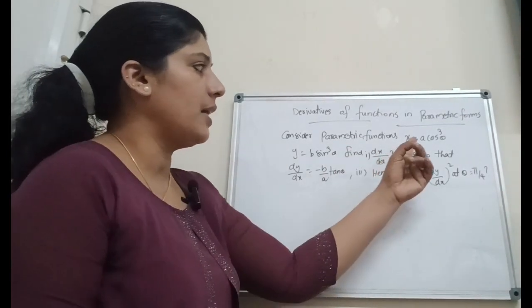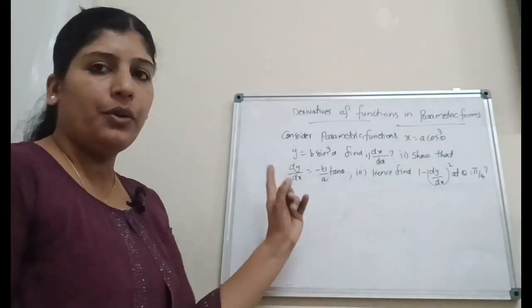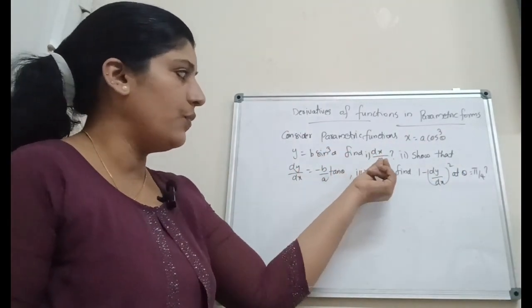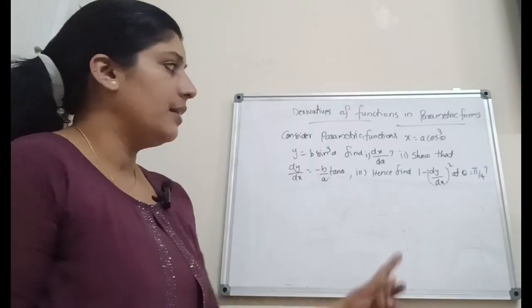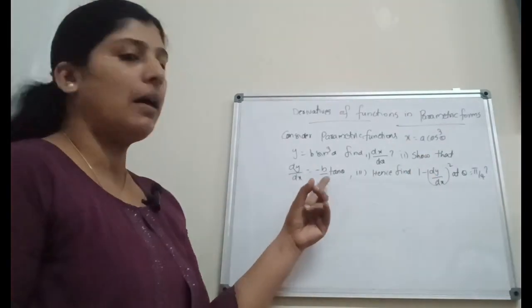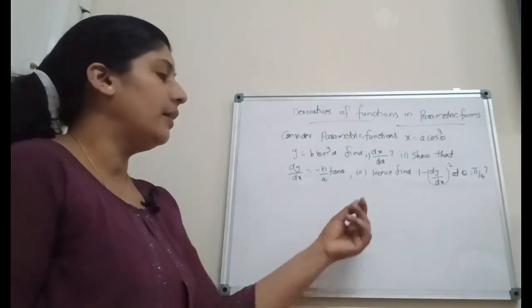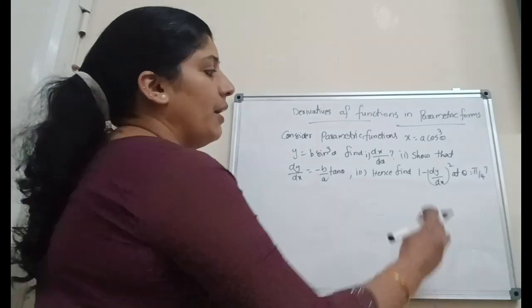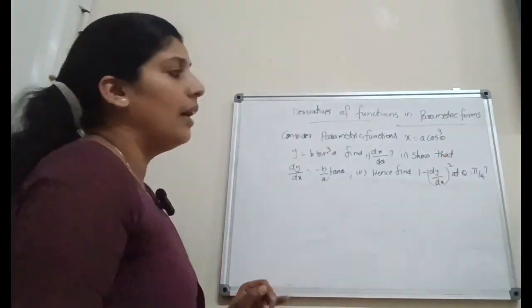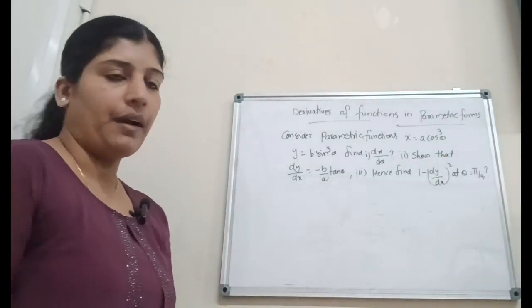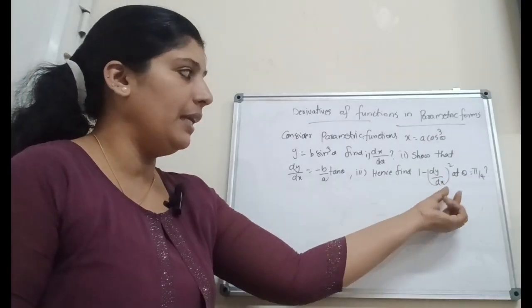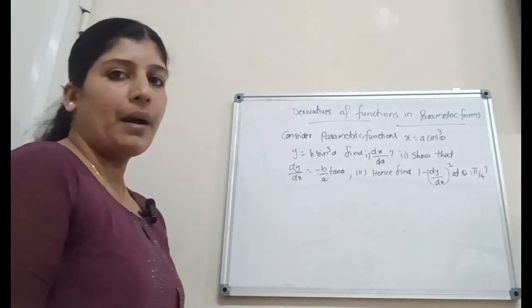Consider parametric functions x equal to a cos cube theta, y equal to b sin cube theta. Find first one dx by d theta. Then second one, show that dy by dx equal to minus b by a tan theta. Then third one, hence find the value of 1 minus dy by dx whole square at theta equal to pi by 4.